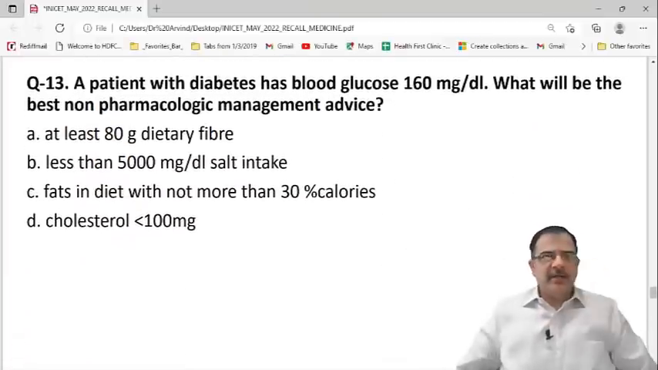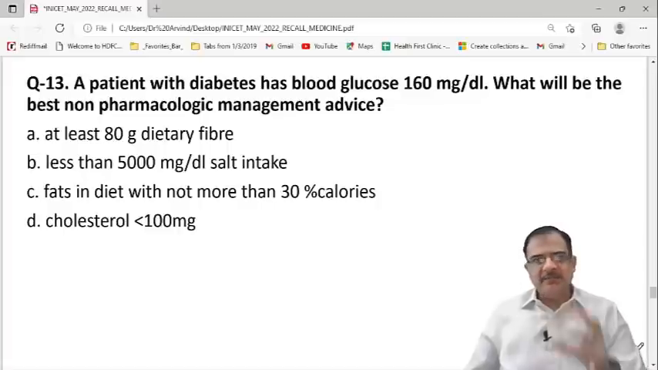Coming to question number 13. This time diabetes has 2 questions. One is on the lifestyle modification, that is diet modification, and second is on the drugs of diabetes, especially their side effects. So a patient with diabetes has a blood glucose of 160. What will be the non-pharmacological management in this case?